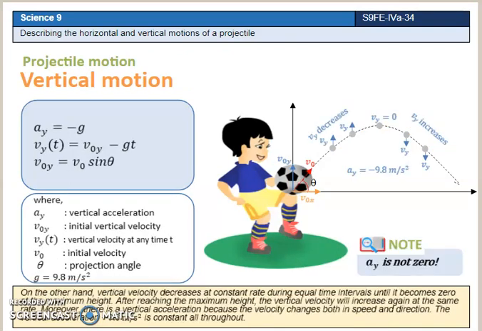On the other hand, vertical velocity decreases at a constant rate during equal time intervals until it becomes zero at the maximum height. After reaching the maximum height, the vertical velocity will increase again at the same rate. Moreover, there is a vertical acceleration because the velocity changes both in speed and direction. The vertical acceleration, negative 9.8 meter per second squared, is constant all throughout.